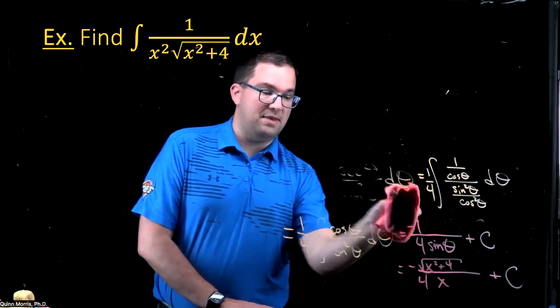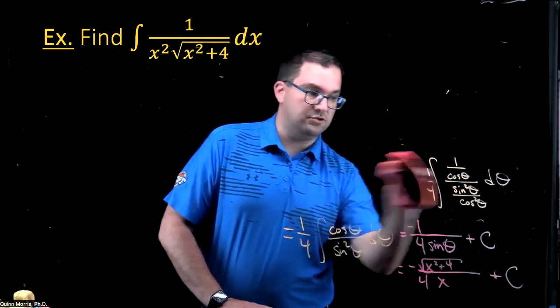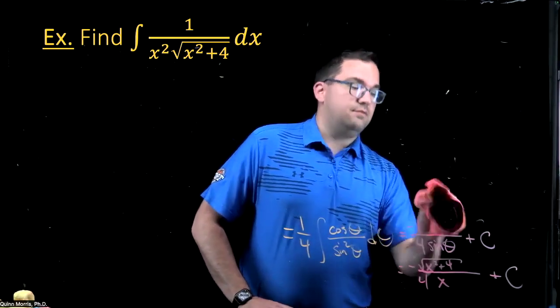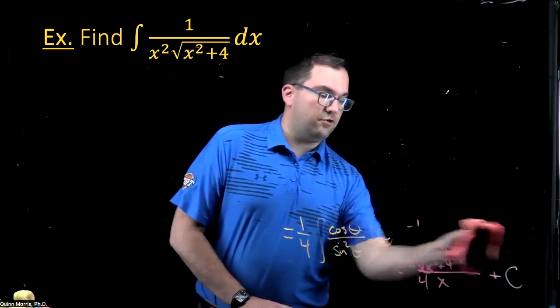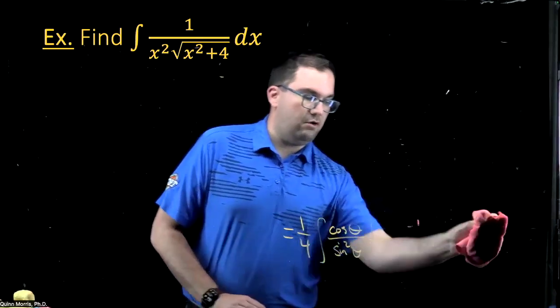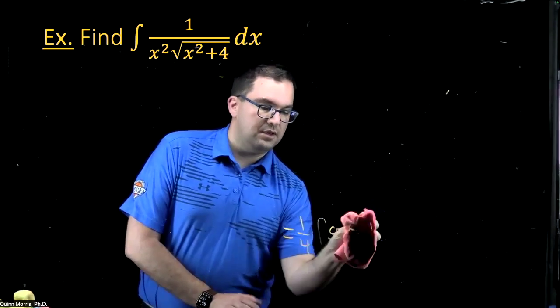And now I need to figure out what method will work to integrate that function in terms of your new variable. Once you have that, now you need to convert back to your original variable of integration, right? And that could involve creating a reference triangle.